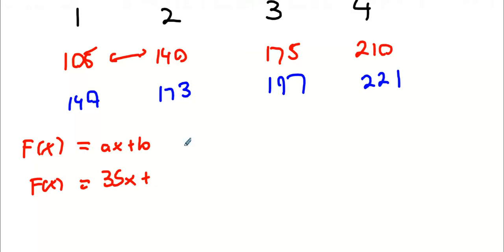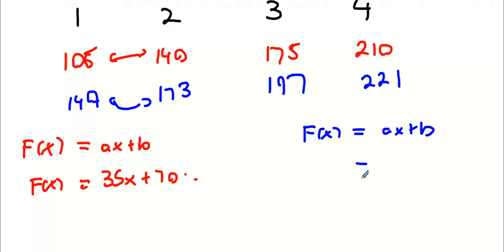Quickly test it out. When x equals 1, it's 105. When x equals 2, it's 140. And when x equals 3, it's 175. So we're sorted, all right? Now do the blue one. How do you do the blue one? ax plus b. So once again, what's the gap this time? 24x. Now, what's f1 in this case?